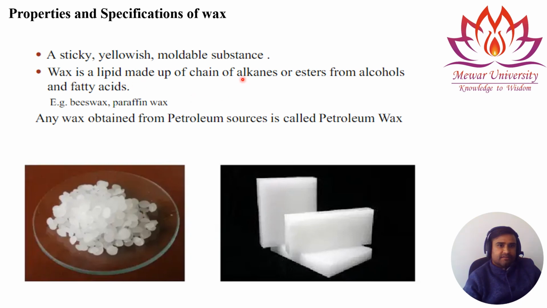So wax contains alkane chains or esters from alcohol and fatty acids. For example, we have beeswax and paraffin wax. Any wax obtained from a petroleum source is called petroleum wax. From the refinery, after the distillation of the crude oil, we get the wax. So that is called the petroleum wax.